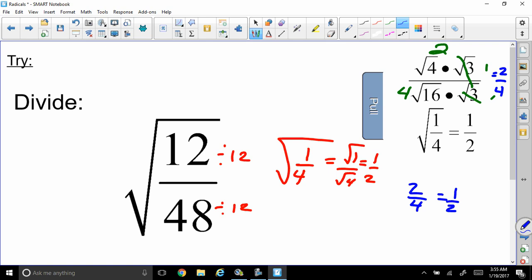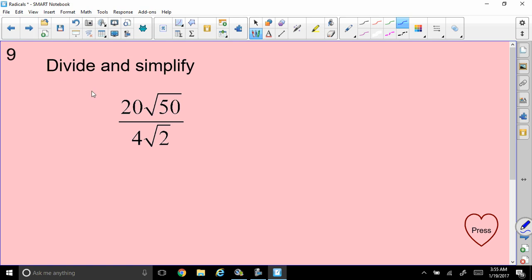So either way you do it, whether you want to simplify first, which is great, or you notice that you can reduce your fraction, give it a try. Hopefully you'll get the same answer. So I hope you understood what we just did. Here's a question for you. Divide and simplify 20 radical 50 over 4 radical 2.